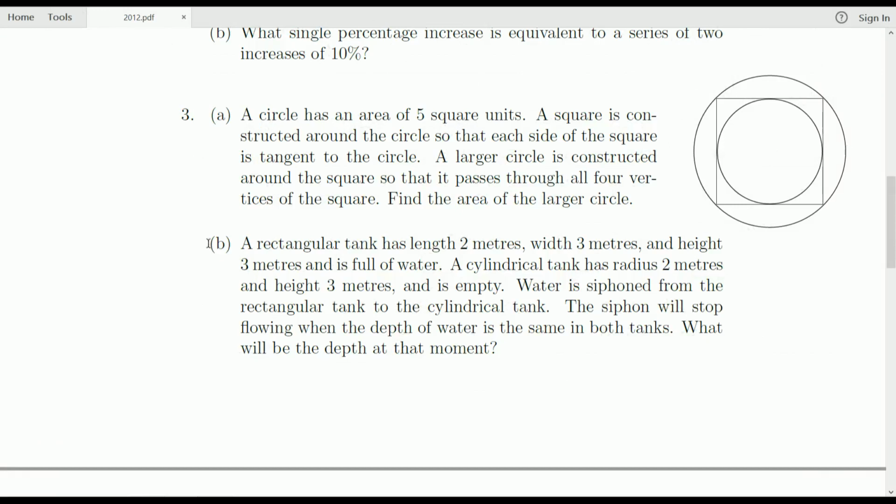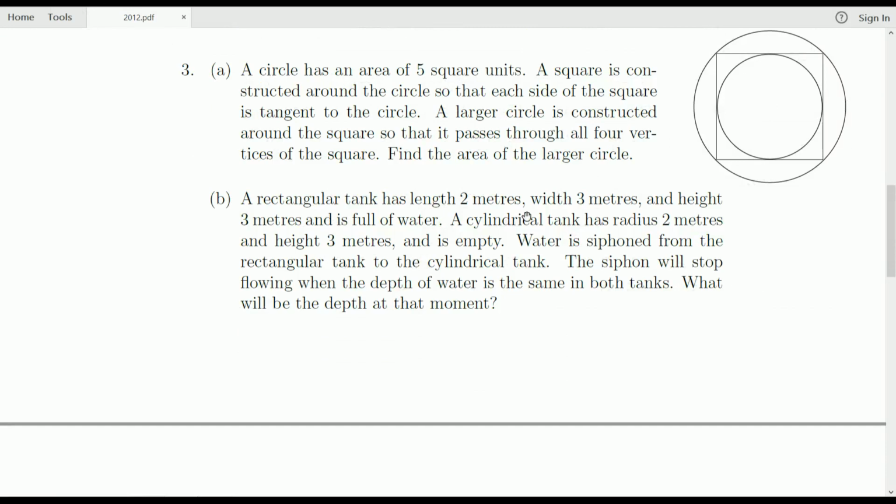Now we've got B part here. A rectangular tank has length 2 meters, width 3 meters, and height 3 meters, and is full of water. A cylindrical tank has radius 2 meters and height of 3 meters, and is empty. Water is siphoned from the rectangular tank to the spherical tank. The siphon will stop flowing when the depth of the water is the same in both tanks. What will be the depth at that moment?